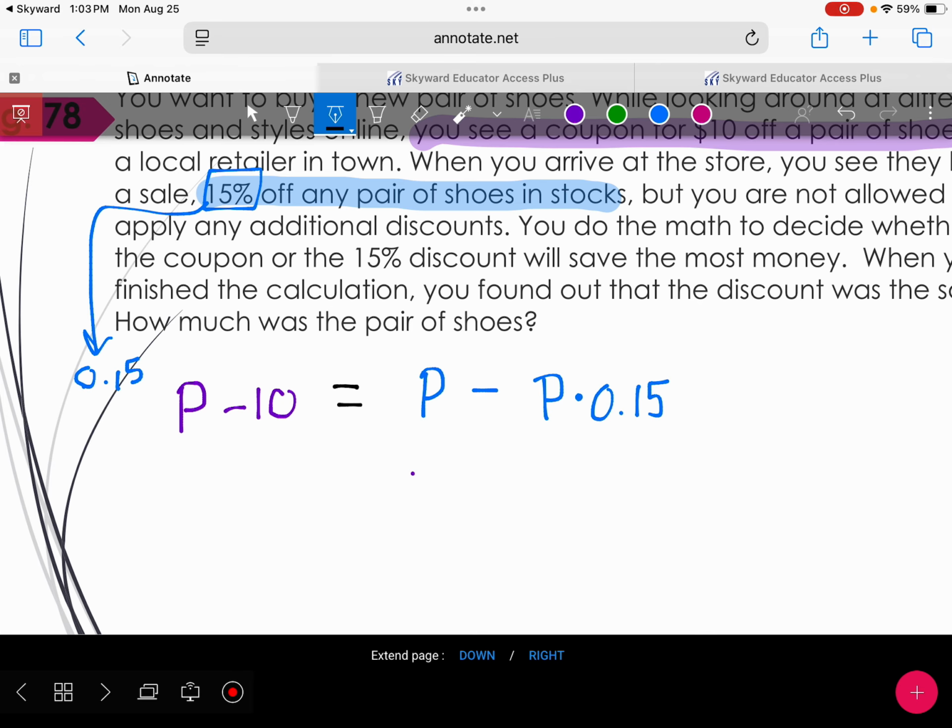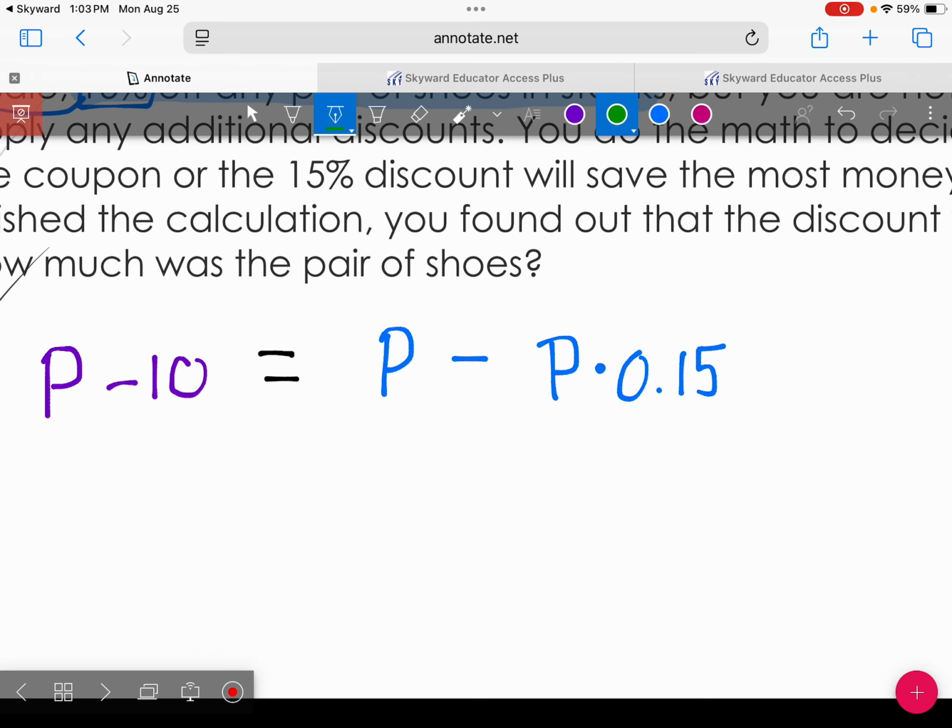What do we need to do? Bring the P's together. More specific. You can do that if you want to subtract P from both sides right now. You could subtract P from both sides. We can also try and simplify over here.